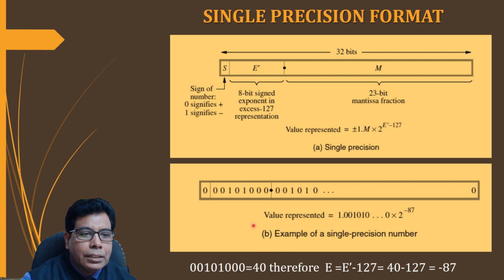So if you look at the exponent part, it is 0, 0, 1, 0, 1, 0, 0, 0. So that is nothing but 40 in decimal. So we'll have to take the exponent as e dash minus 127. So that will come out to be 40 minus 127, that is minus 87. So the exponent will be minus 87. In this way we can represent with the single precision format.